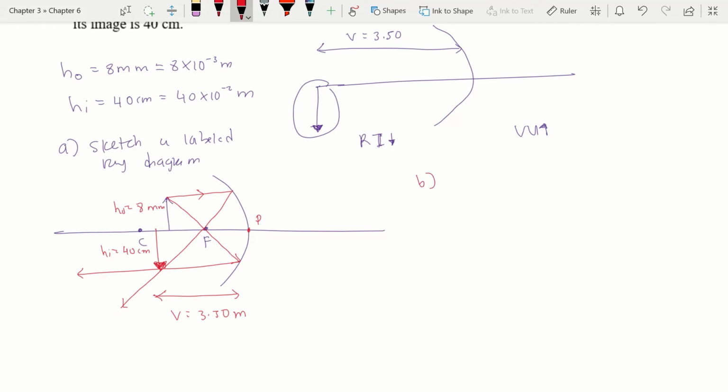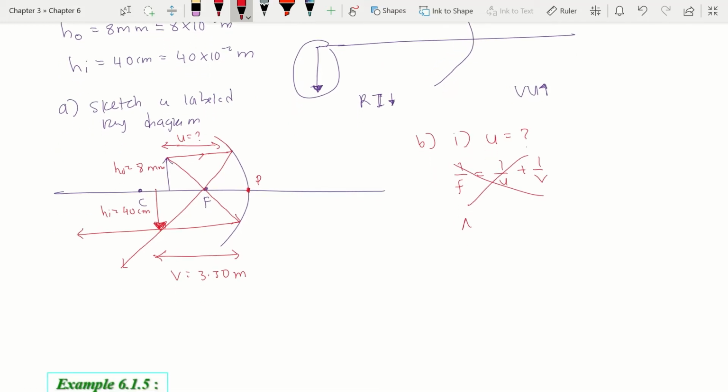Next, we need to calculate the position of the bulb from the pole of the mirror. So this is the pole of the mirror, and we need to calculate our object distance. How can we tackle this question? Can we use the spherical mirror equation, 1 over f equals 1 over u plus 1 over v? No, we cannot use this equation because we don't know our focal length.